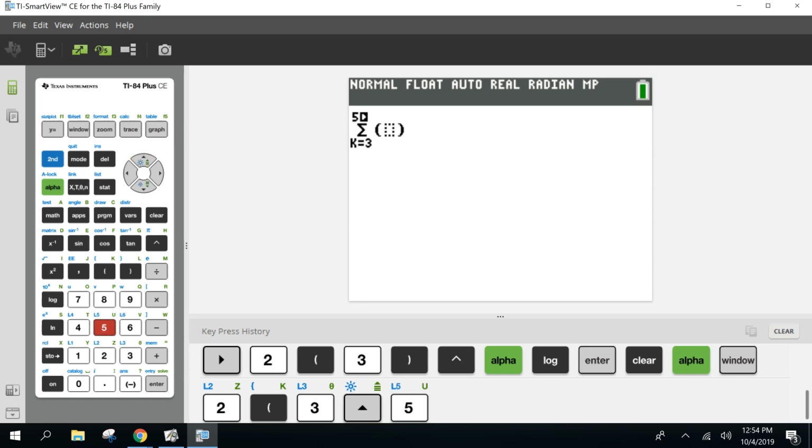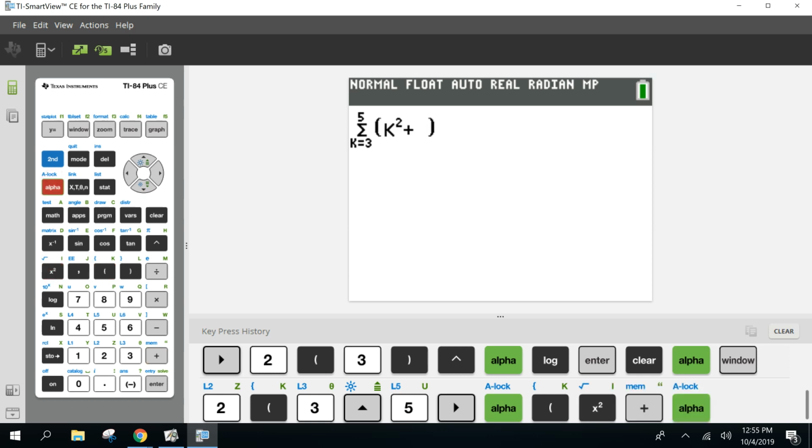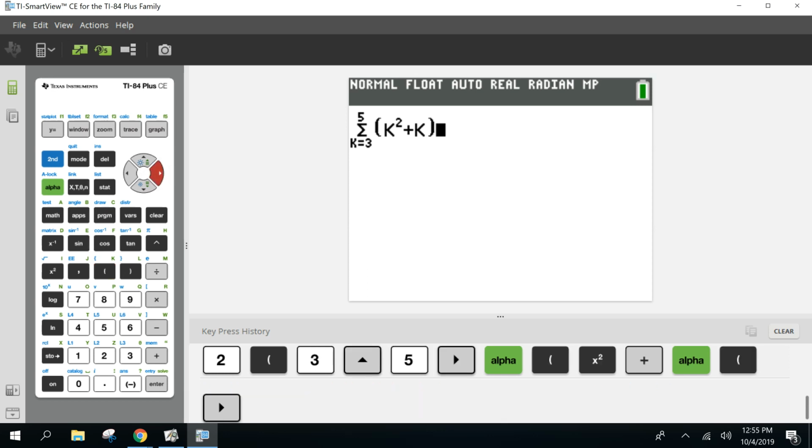5. Okay, that's 5. Inside was what? K squared plus K. All right, so you got to hit alpha K, K squared plus K. Boom, there it is right away. 62. Okay. Now, I'm going to push you to use your calculator because doing it by hand takes a little bit of time.